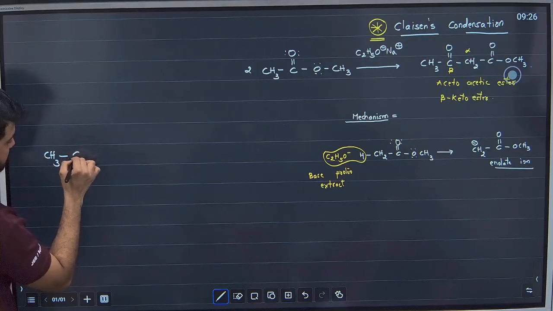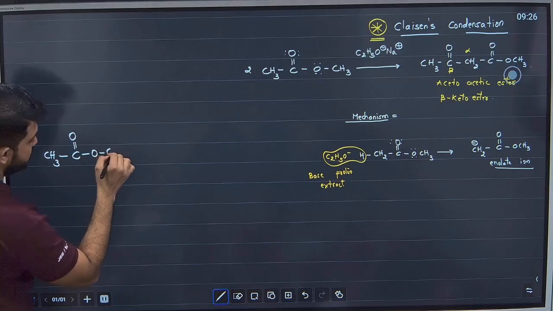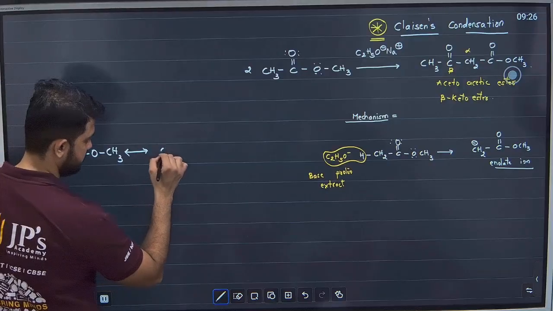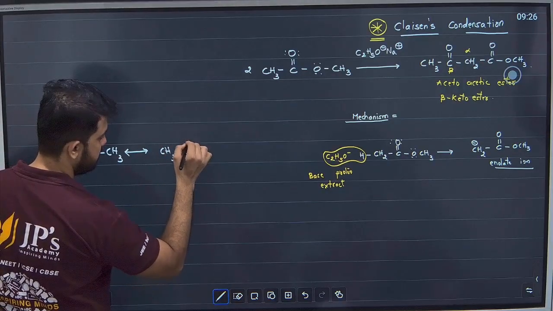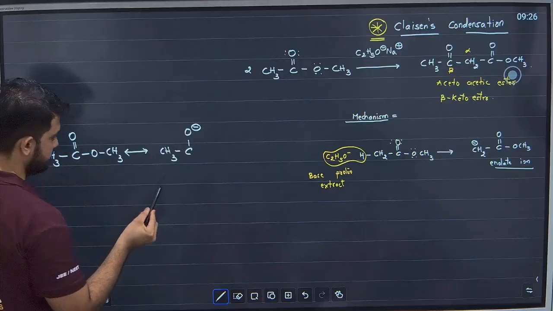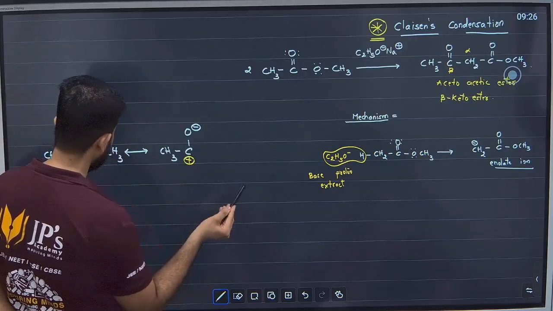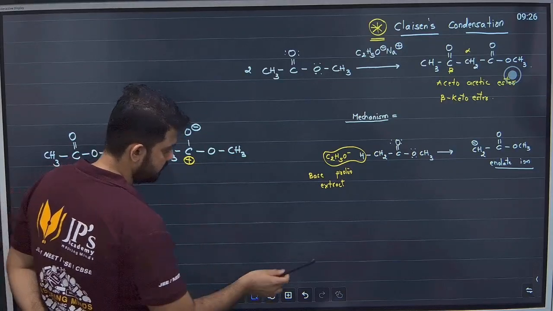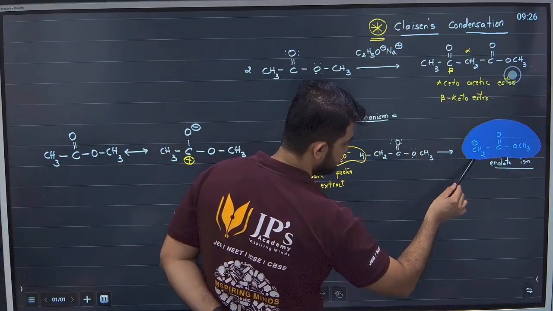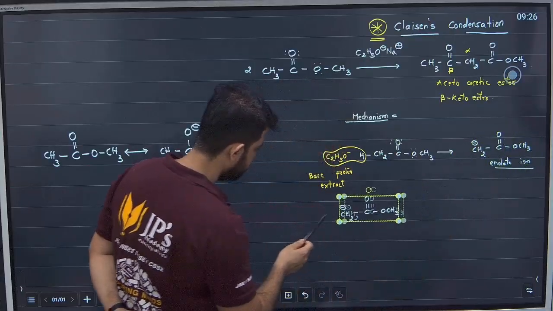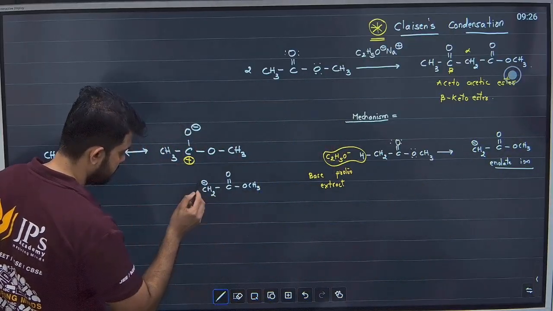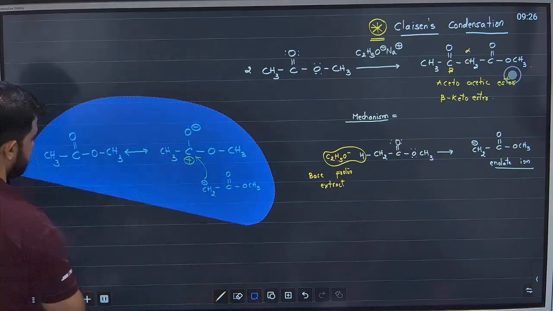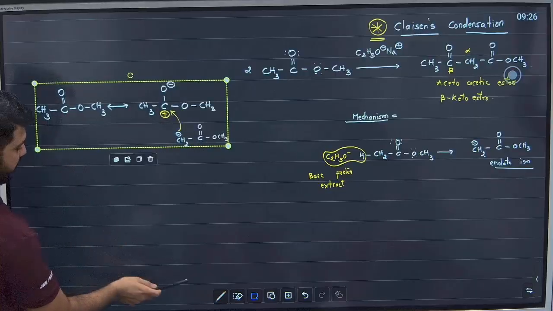this is your ester. पहले इसका resonance करते हैं. When this resonates, we get CH3 CO minus C plus and OCH3, and this enolate ion ये आपका nucleophile जैसे भी काम करेगा. ये positive center पे it attacks. So what do we have here now?